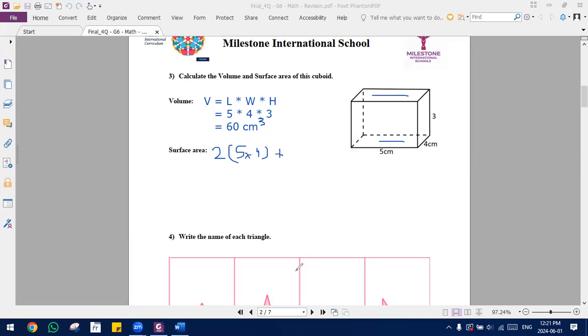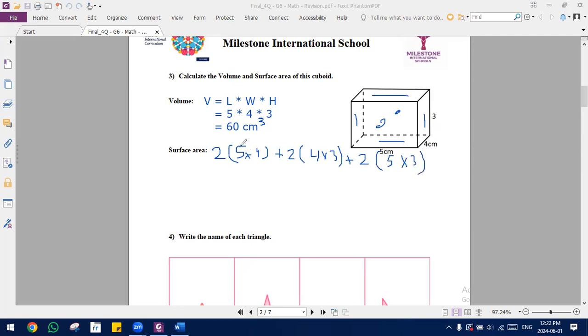Plus. Now we need to do the sides. We have this side is equal to this side. So again, we do 2 times. What's the area of the side? It's 4 times the 3. Then we continue, plus. Now the front, this face, and the back, this face, which is 5 times the 3. So we say 2 times because 2 faces, 5 times the 3.